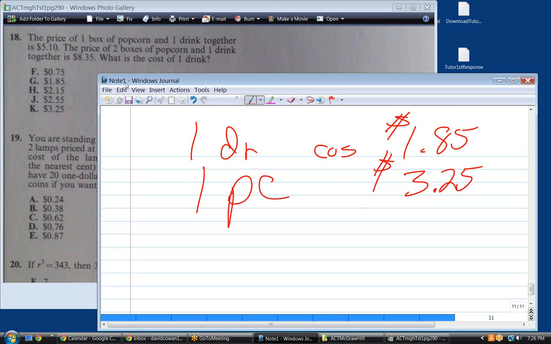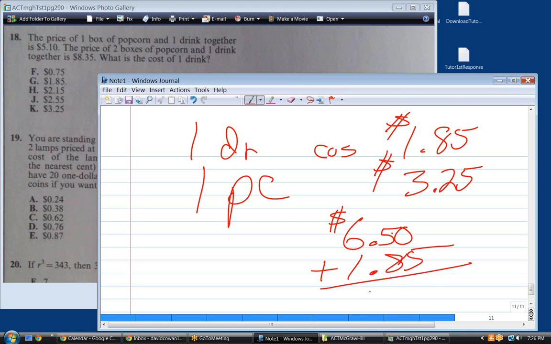Now let's see if the second sentence makes sense. What would the cost of 2 boxes of popcorn and one drink be? Okay, so you do the 2 popcorn, 3.25. That would be $6.50 because I'm going to multiply that by 2. Then I'm going to add the cost of a drink, and I get $8.35. Bingo. So it does work.